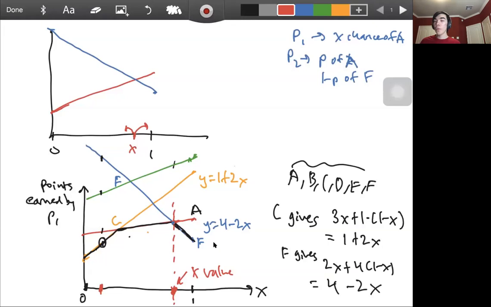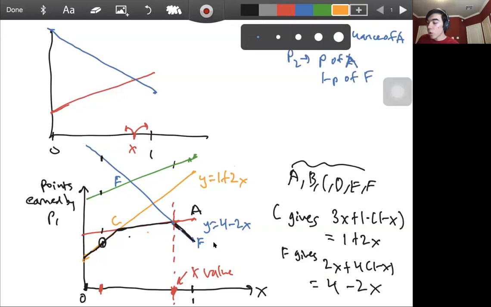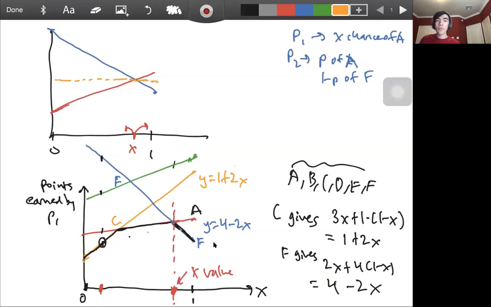Similarly, if player two always chose F, then x could just be moved to the left, and player one would get a higher score. So the only way for player one to not feel a need to move is if we get a horizontal line in here somewhere, so that every single position will give player one the same value. And we can get this orange line, not sure what color it is, it's more like a gold line.